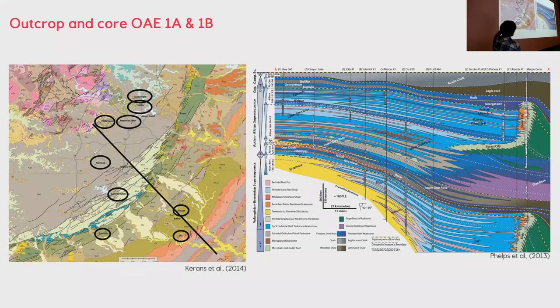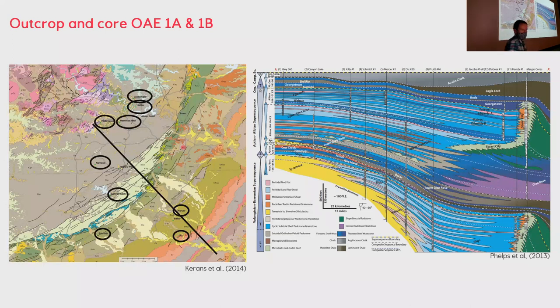So we've got the onlap point pinned, and we can go down basinward down to the southeast. And we've got several cores in the subsurface as well as seismic that we can look at here. And I've got the cores and the outcrops circled there that we used to put these cross sections together.